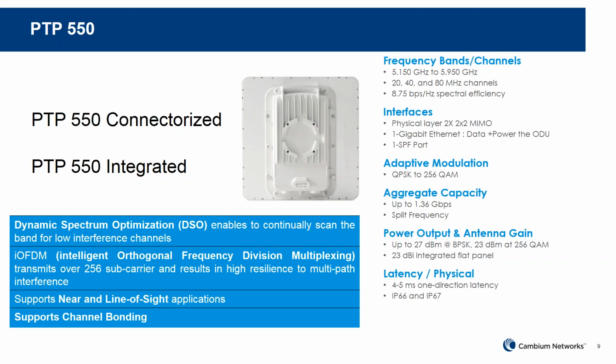Some of the key features that the PTP 550 has is DSO, which basically scans and hops to the next best channel given there is some interference in the current channel.